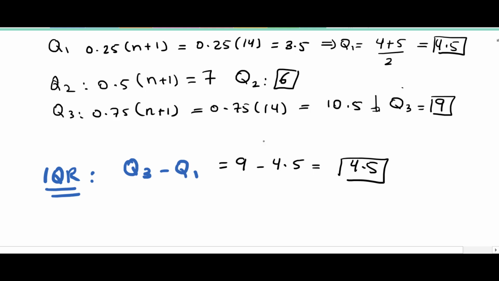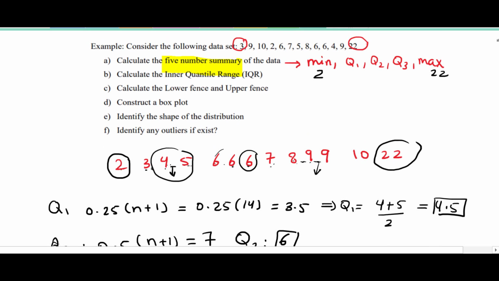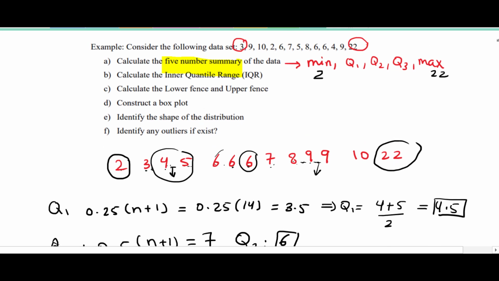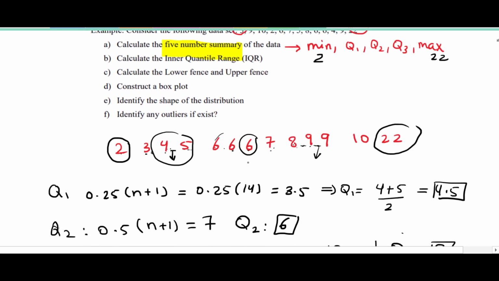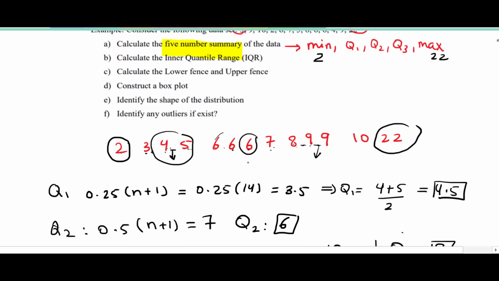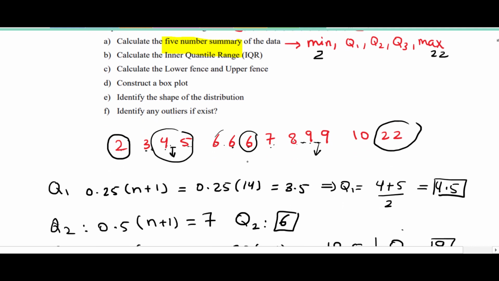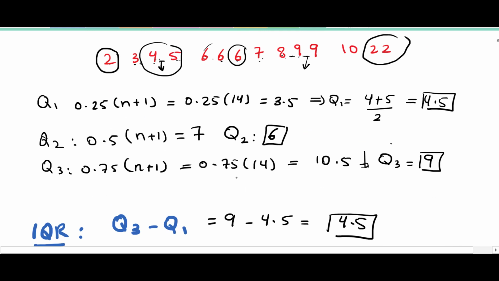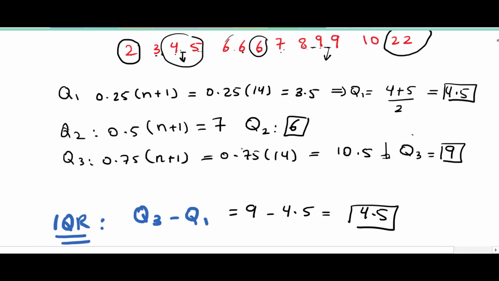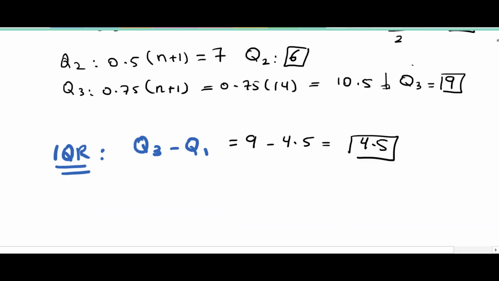So this is a measure of spread. Then you are asked to find the lower fence and the upper fence. If you have some background on statistics, you would know that right now we're just building up to constructing a box plot, which tells you more information about your data. So how do you calculate the lower limit, or the lower fence, and the upper fence?